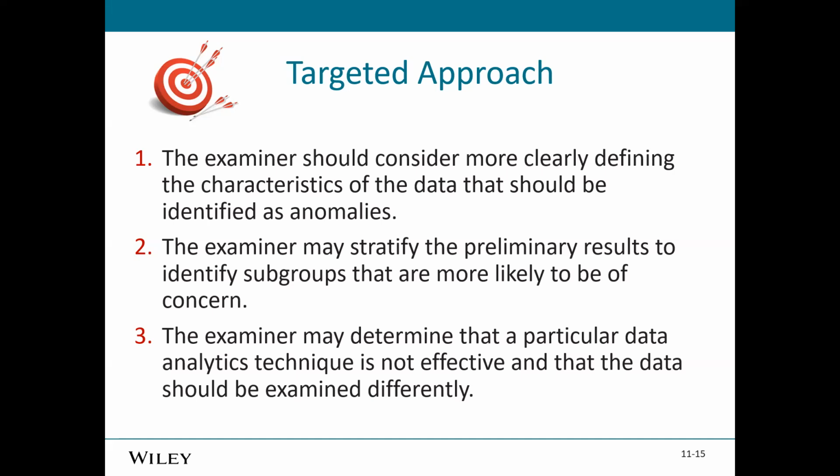Second, we could break the population into subgroups. That's stratifying and looking for anomalies in this group rather than the entire population, because one stratified group may be popping as an anomaly. But if you took that group by itself, they wouldn't be considered an anomaly. And we may need to change techniques to one that is more suited to the data that we have.